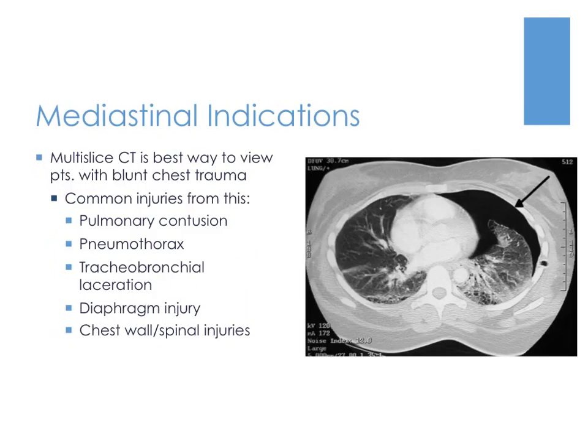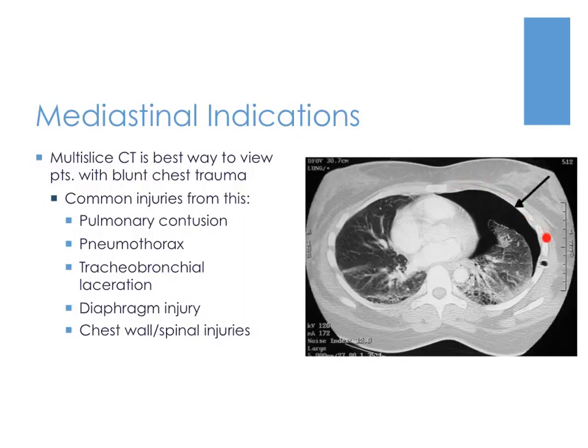Multi-slice CT imaging is the best way to view patients with blunt chest trauma. Common injuries from blunt chest trauma could be a pulmonary contusion, which is basically a lung bruise, or a pneumothorax. And I do want to point out with a pneumothorax, this is when there basically is the presence of air or gas in the cavity between the lungs and the chest wall. And this actually causes the collapse of the lung.